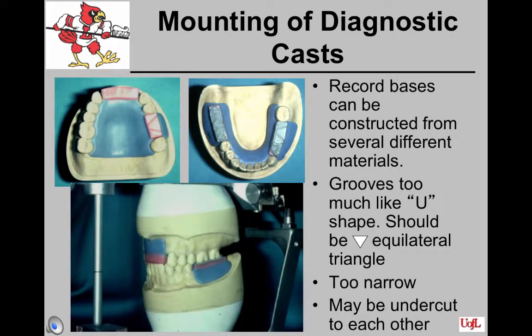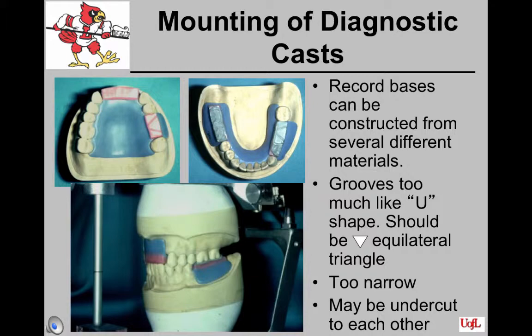Record bases can be constructed from several different materials. You can have them constructed out of triad material. This happens to be acrylic resin where you mix a liquid and a powder together. They can be made out of some thermoplastic materials where you get sheets and then you put them in hot water. They will become very mobile or movable. You can form it, and then as it cools, it sets and becomes hard. You can have them constructed out of metal by your laboratory, which would be very expensive, but these are just a few of the options of what they can be made out of.